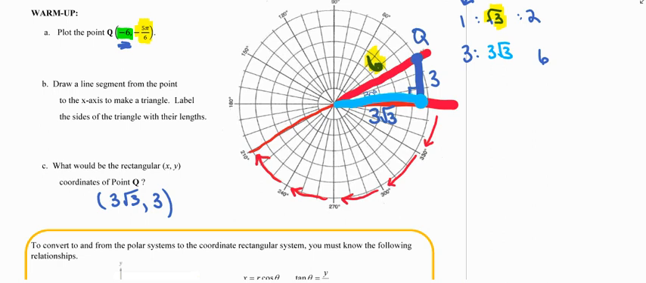Whether you realize it or not, we just converted a polar point to a rectangular point, and it really wasn't that hard. That's going to be my method for all of the points that we're going to convert today.